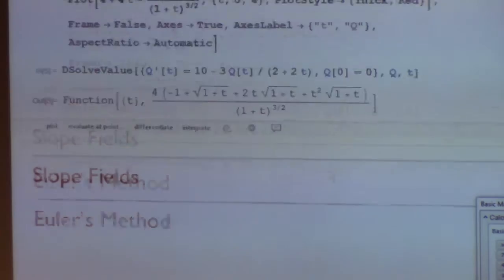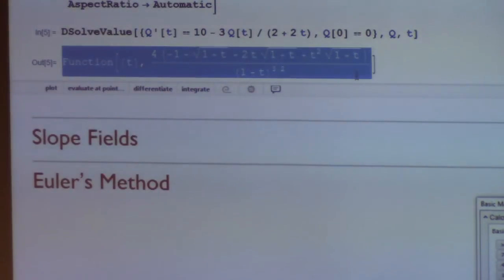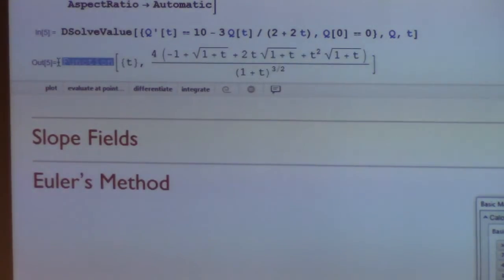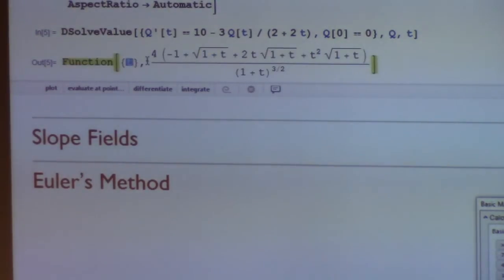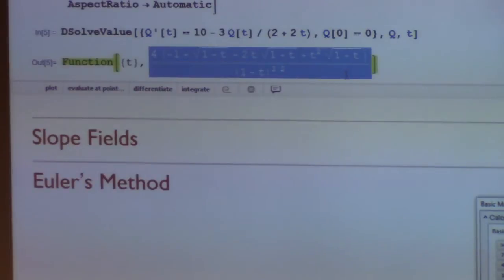It's more confusing. It spits back the output as what's called a pure function, which is kind of a confusing idea. That word function is telling you this is a pure function. And what does this pure function mean? What does it do? Well, this is sort of a symbolic way of representing that solution that takes a number t as input and sends it to this quantity as output.